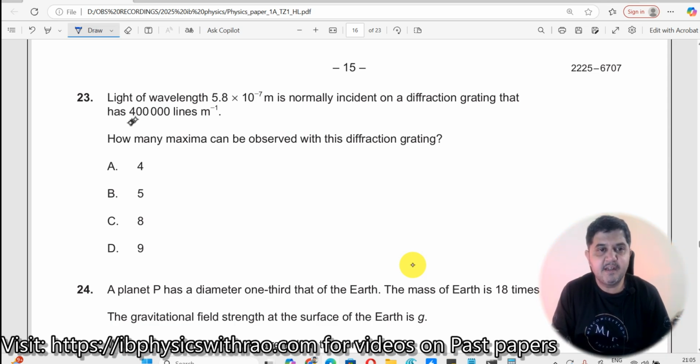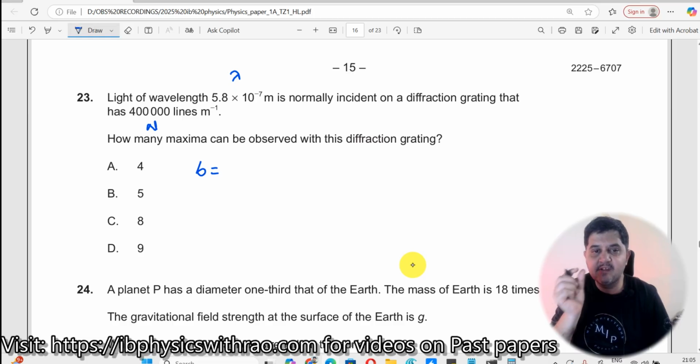Okay, question number 23. A light of wavelength 5.8 × 10^-7 meters, lambda, is normally incident on a diffraction grating that has around 1.2345 × 10^5 lines per meter. How many maxima can be observed with this diffraction grating? If this value of n is given, you can determine the value of b. What is b? The distance between one slit and the other slit.